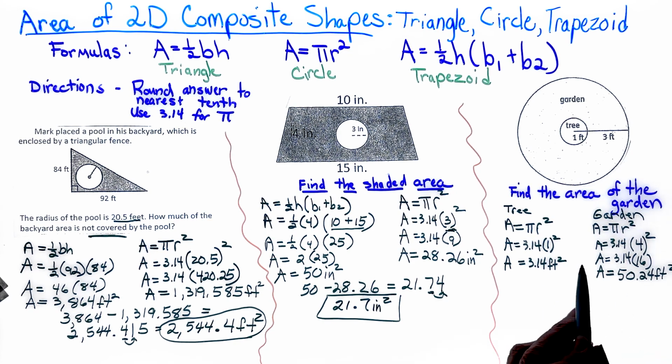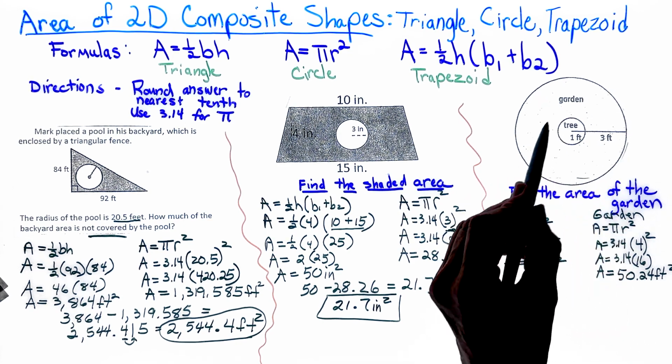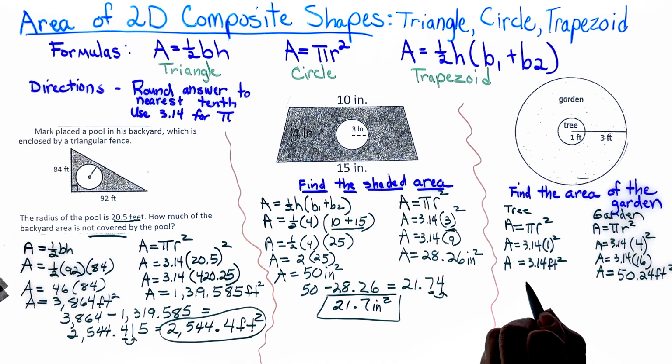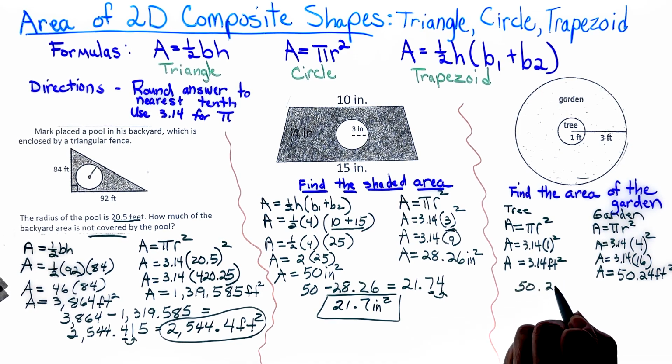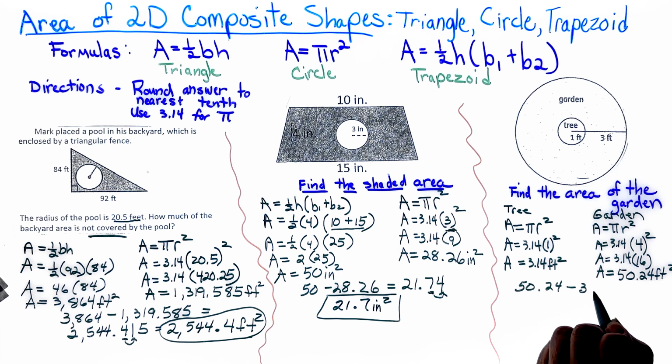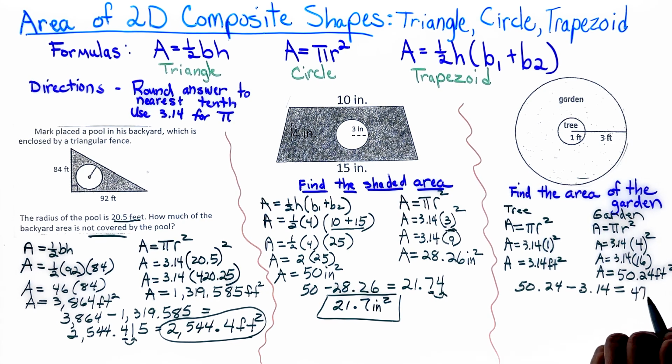So just like before, since we just want the garden area and not the tree, we're going to have to take 50.24 minus 3.14. And when we do that subtraction, we end up with 47 1/10, and that is rounded to the nearest tenth. So our answer for what is the area of the garden is 47.1 feet squared.